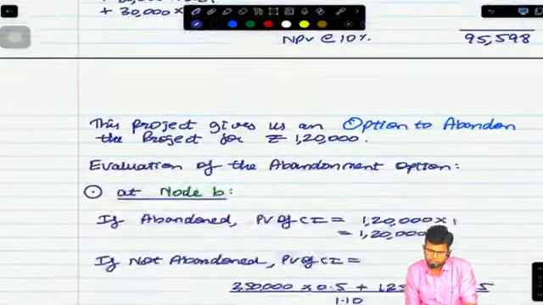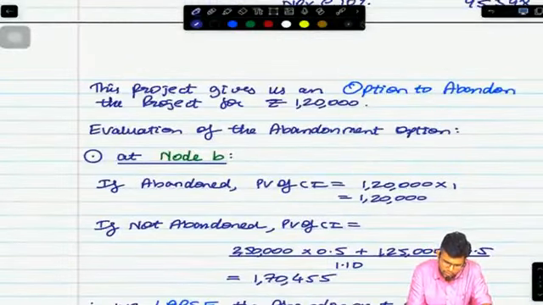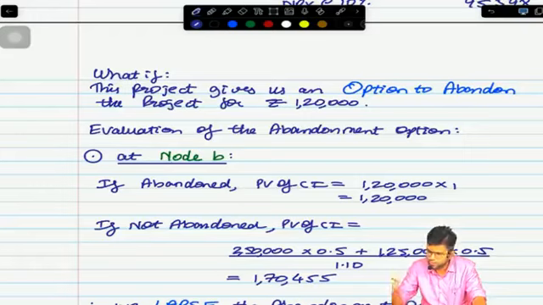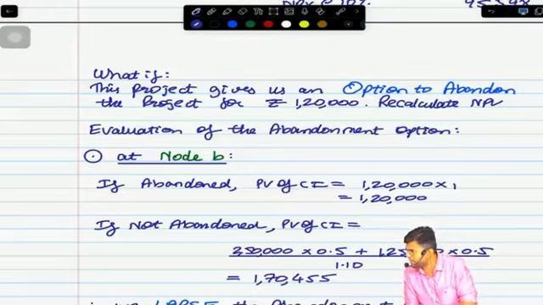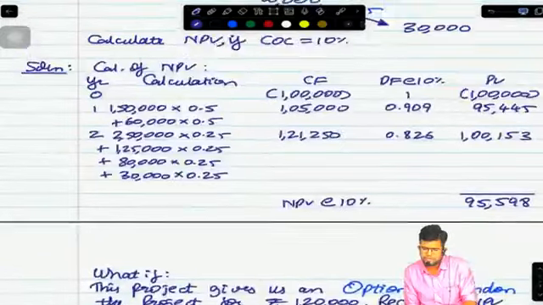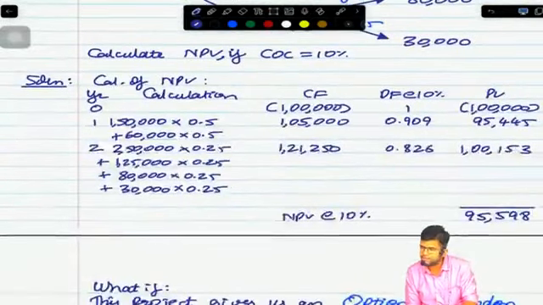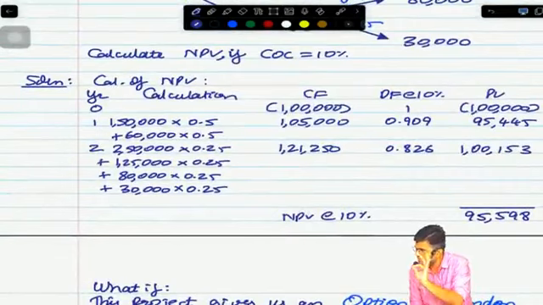Now I am going to write here. What if this project gives us an option to abandon the project for 1,20,000, recalculate NPV. Listen carefully, recalculate NPV. Everybody there with me? Recalculate NPV. So you will say, sir, why does NPV have to be recalculated? Because now do you realize that this particular NPV is without the option? Everybody clear? This particular NPV is without the option.